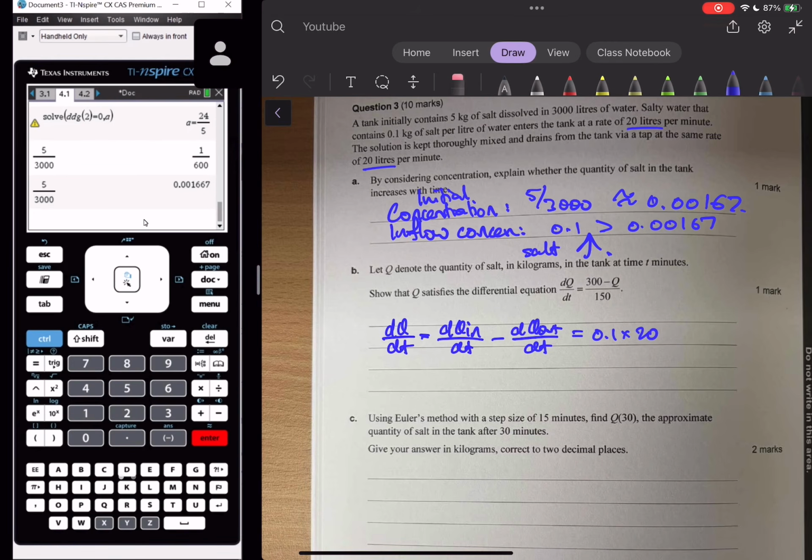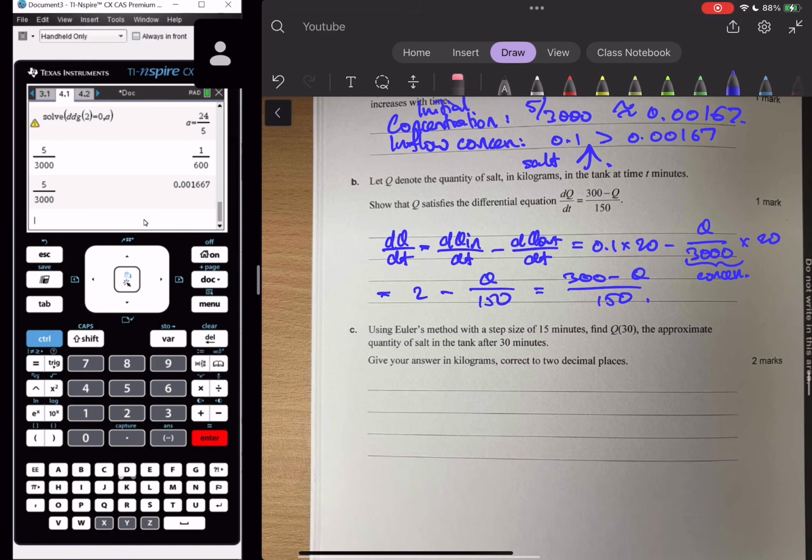The outflow rate is however much salt we have in the tank divided by the volume of the tank, which is 3,000. So this is the concentration currently in the tank, and then we multiply this by the outflow rate, which is 20. Okay, so this simplifies to 20 minus Q over 150 down there. That's not going to be 20, that's going to be 2. And this gives us (300 minus Q) over 150.